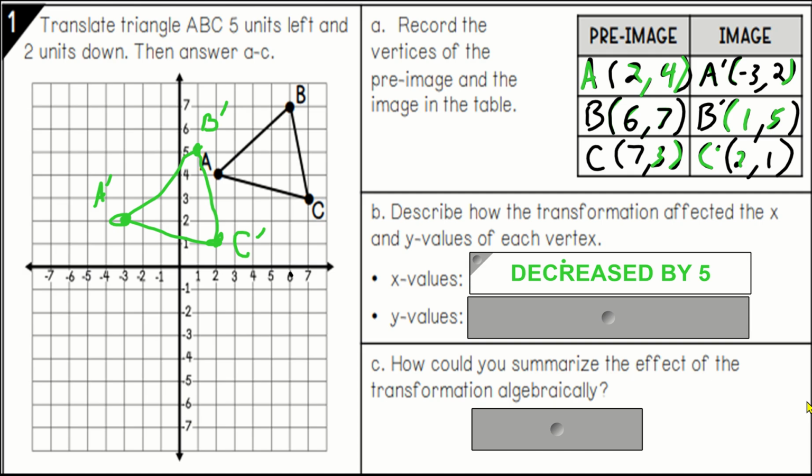Our x-axis goes from left to right. To the left on a number line is where you have decreasing. So if it goes to the left, it's going to decrease your x values. All right, we'll keep with B. What happened to the y values then, going from 7 to 5? Decreased by 2.